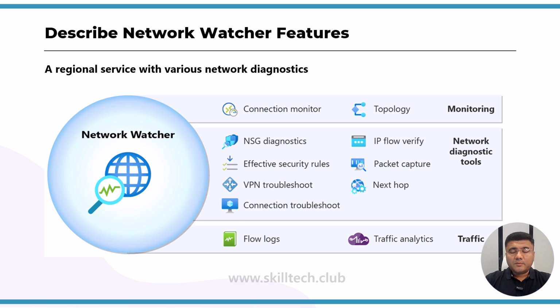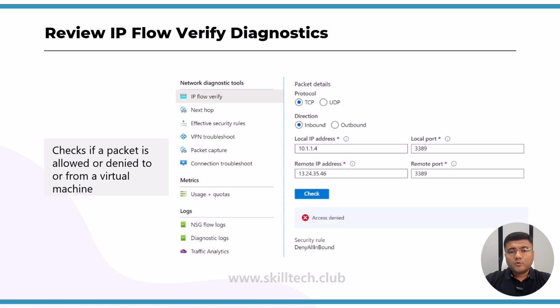You can do troubleshooting with your connectivity, and it's going to show you what kind of issues are associated with it. Based on that, you can configure the connectivity between your source virtual machine and the different topologies you want to associate with the destinations. Basically, this is going to help you with end-to-end connectivity issues and troubleshooting. This screenshot shows how we can configure the IP flow verify diagnostic.